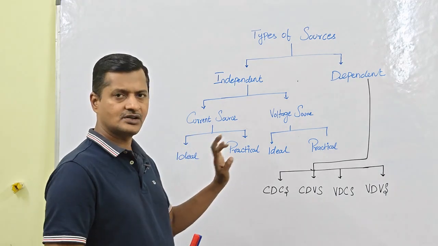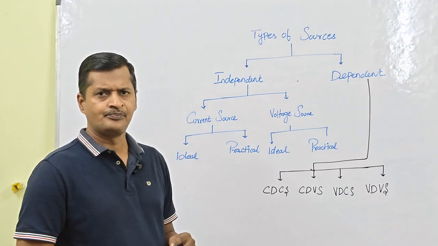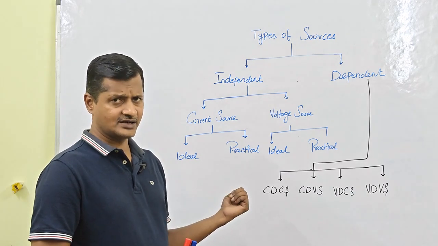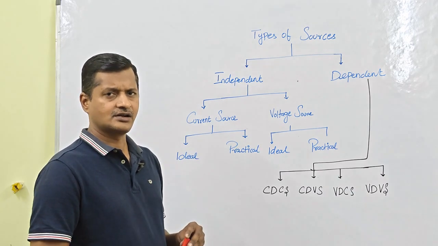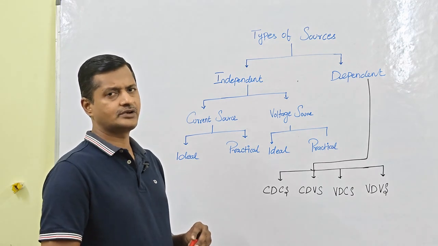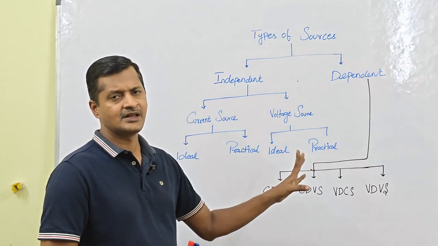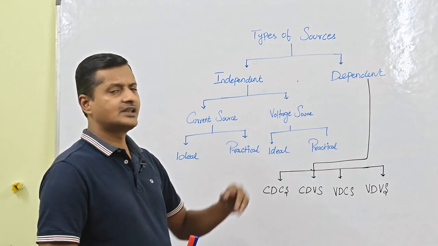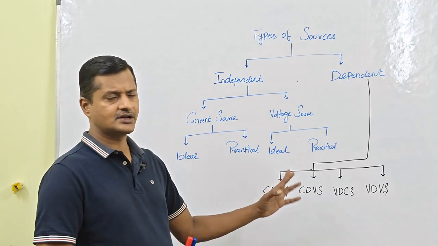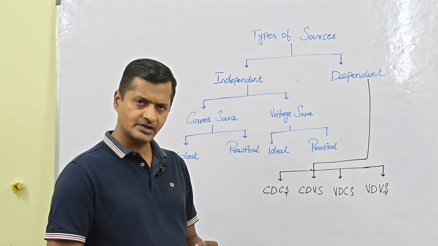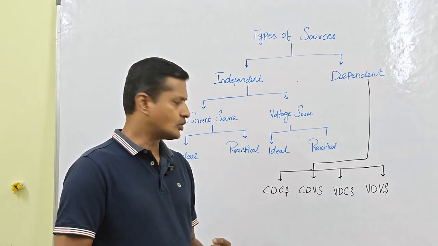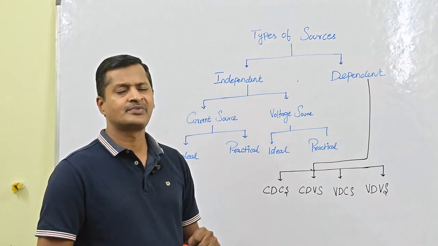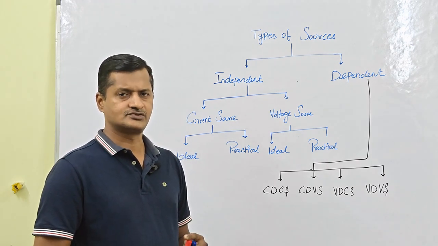One is the current source, another one is the voltage source. Under current source we have ideal current source and practical current source. Similarly, under voltage source there are two types, ideal voltage source and practical voltage source. Under dependent source we have current dependent current source, current dependent voltage source, voltage dependent voltage source, and voltage dependent current source. These are all the types of sources.